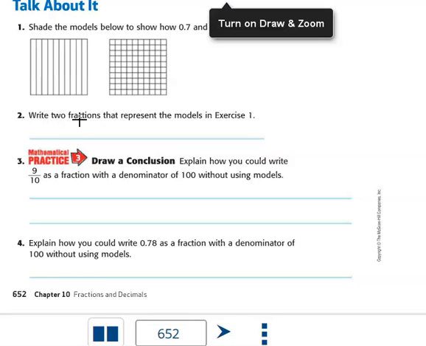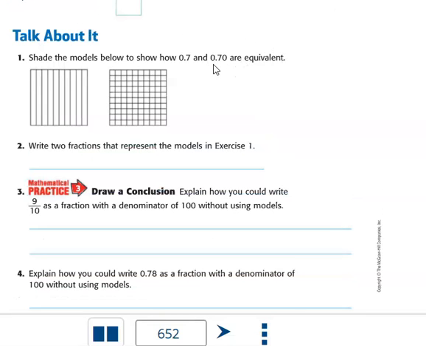Now here it's asking me to write 2 fractions that represent the models. So we had 0.7, and I'm going to write 7/10 is one way, and I could also write 70 hundredths. And these are the fractions that are shown by what you can see up here.